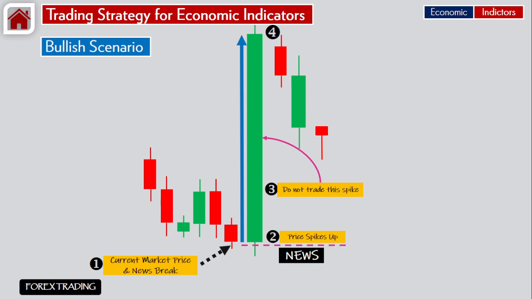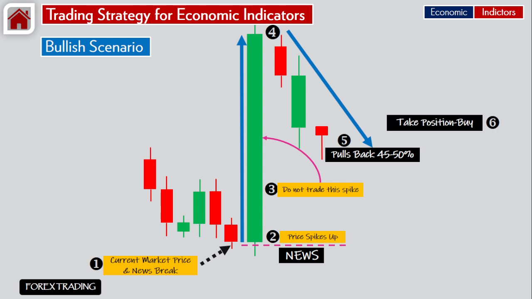And then the price reverses back, comes back here, and pulls back around 45 to 50% from its original spike, and then you can take a position over here, and from there you take a buy position, and then it pulls back, tests a level, and goes up again. So this is how you can look at two different scenarios, the bearish scenario and the bullish scenario, whenever there is a news break in terms of economic indicators.